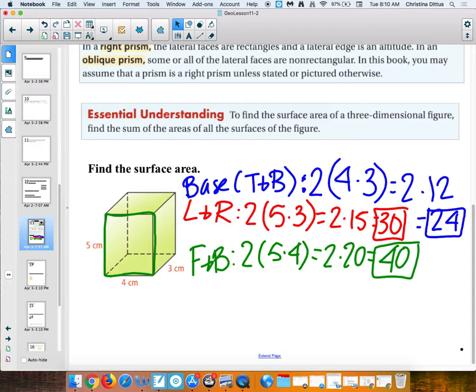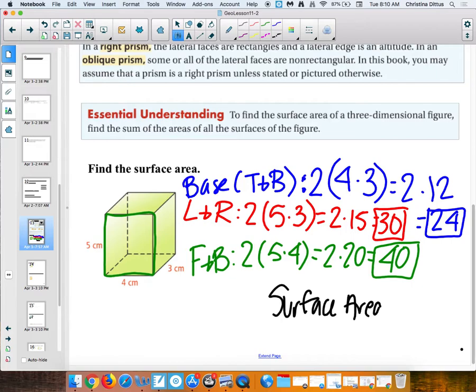What do you think I'm gonna do with all those boxes? Add them all up to find our surface area, and how much is our surface area? 94. It's talking about area, so how do you think we're gonna label? Centimeters squared.